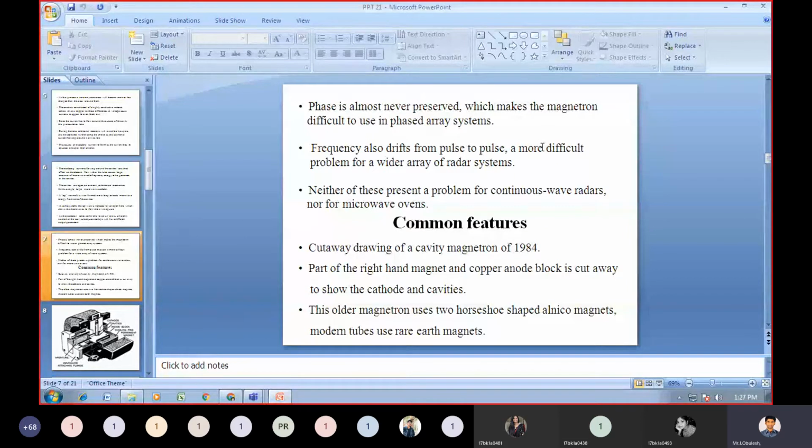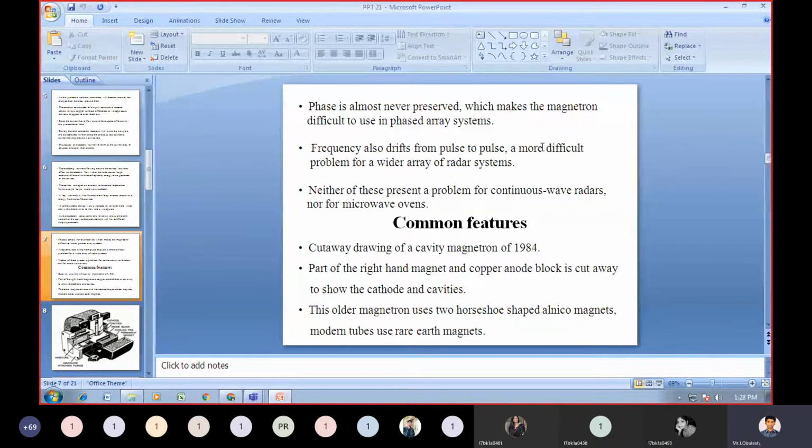And the frequency also needs to drift from pulse to pulse. This is a more difficult problem for a wider array of radar systems.